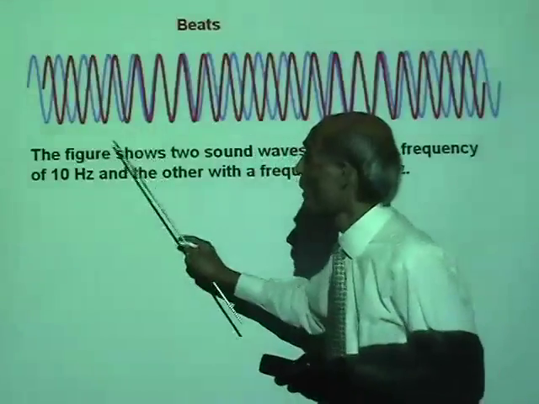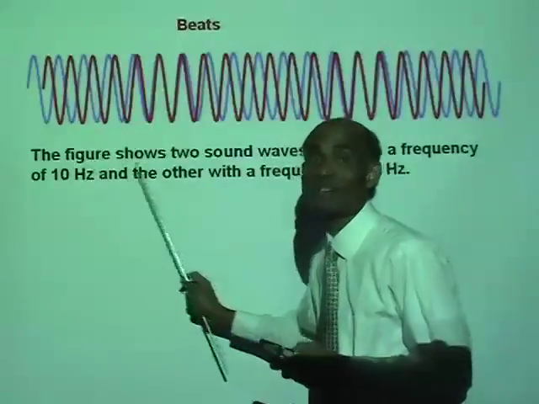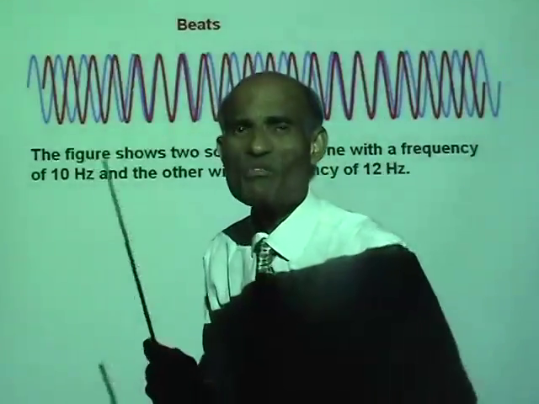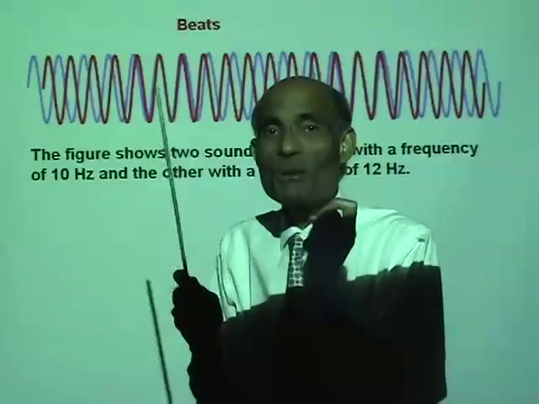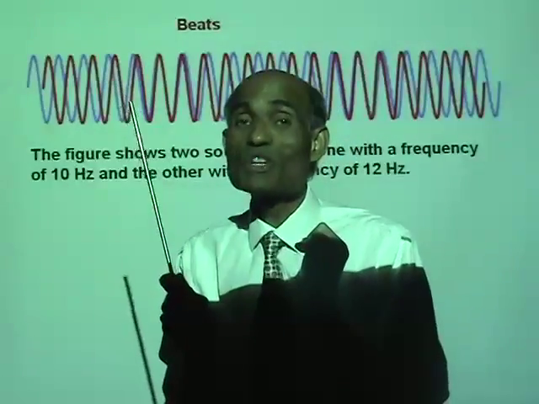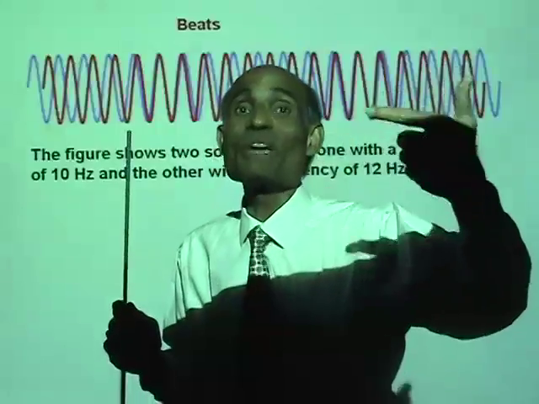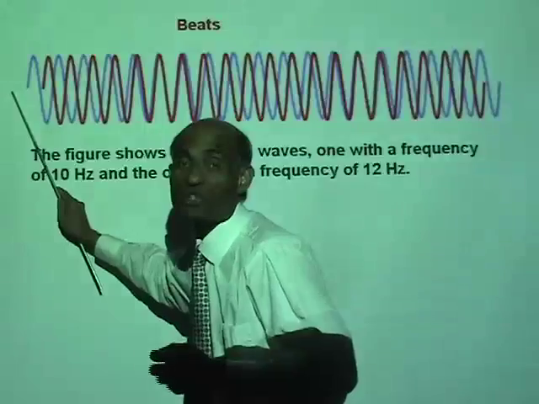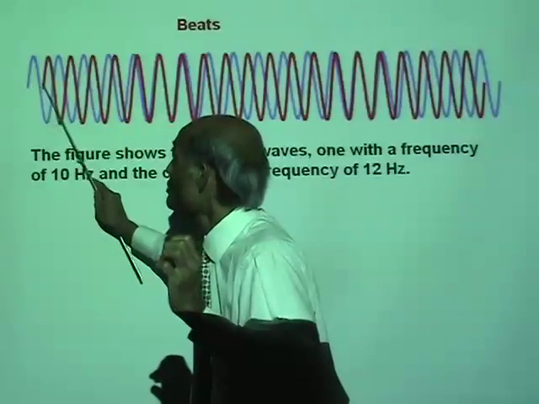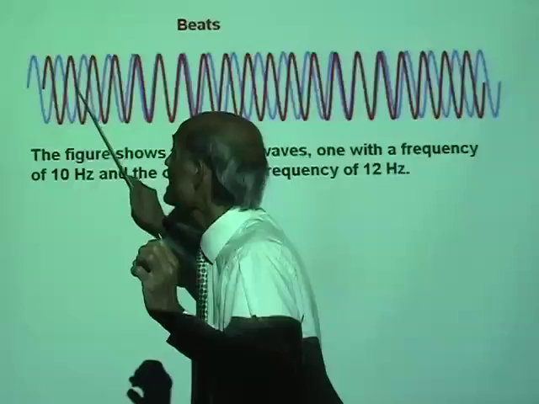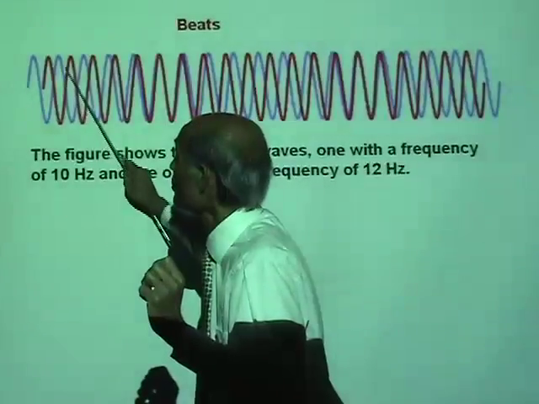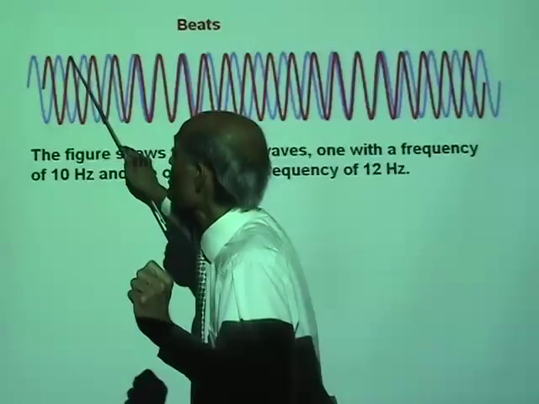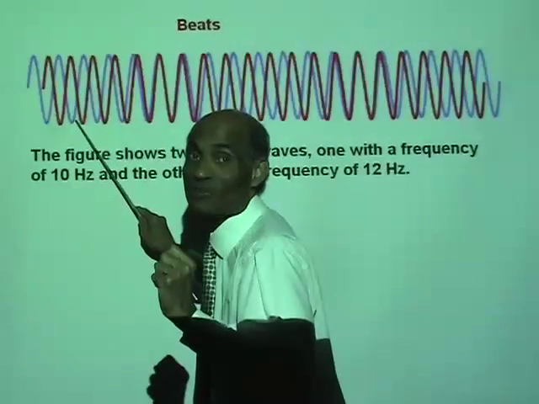These two sound waves, one has a frequency of 10 hertz, the other has a frequency of 12 hertz. That means they are very nearly equal in frequency, but not exactly the same. That means they have slightly different wavelength. Now, if you notice, they start out in phase, but as they advance, they go completely out of phase. Can you see here? Red wave and blue wave, they are completely out of phase. Compression of one falls on the rarefaction of the other.